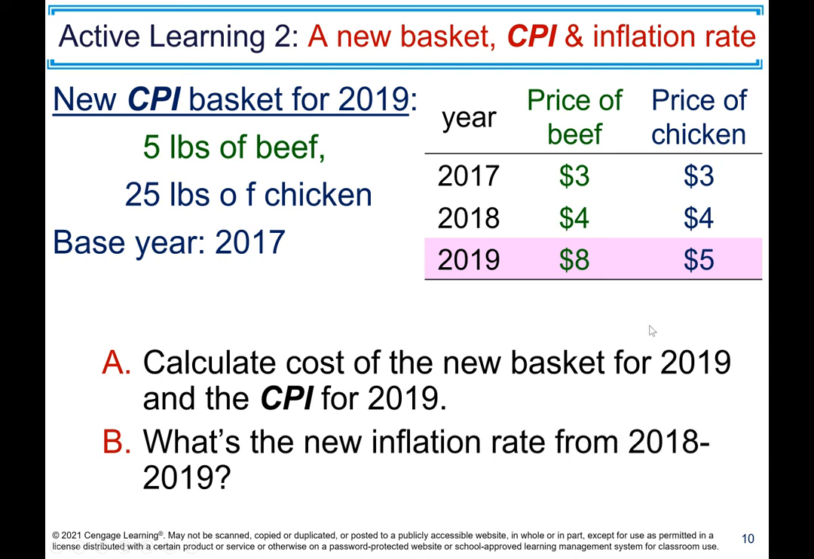Active learning 2, a new basket, CPI and inflation rate. A new basket for 2019 has 5 pounds of beef and 25 pounds of chicken, and the base year is 2017. A: Calculate the cost of the new basket for 2019 and the CPI for 2019. B: What is the new inflation rate from 2018 to 2019?